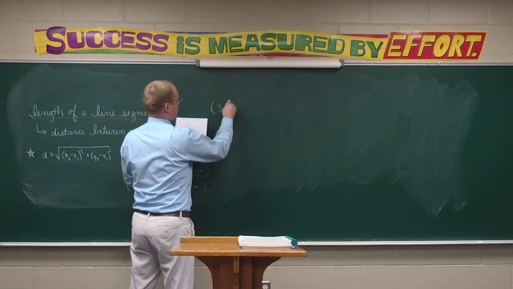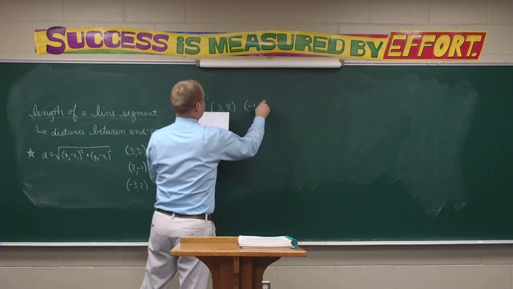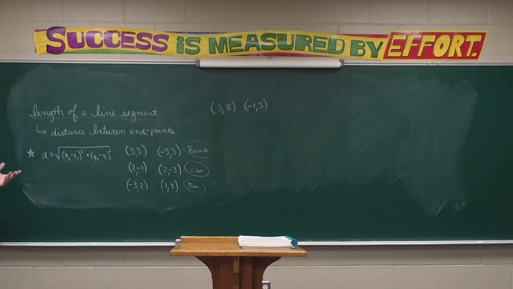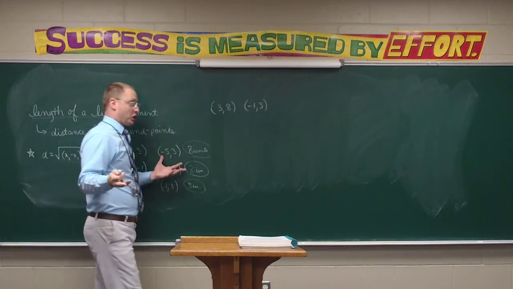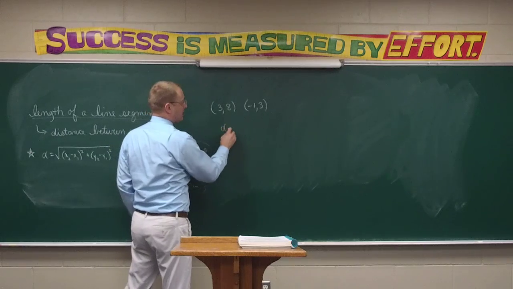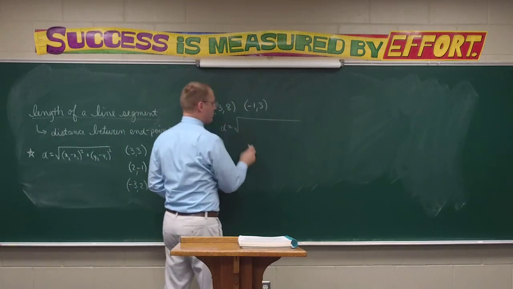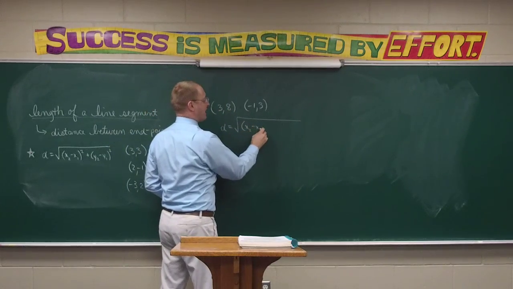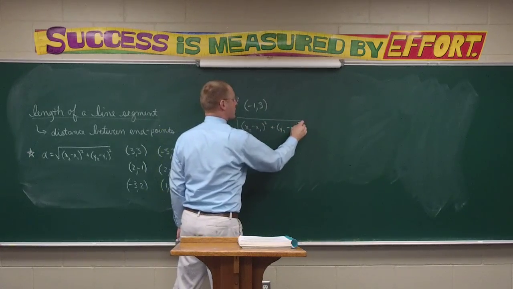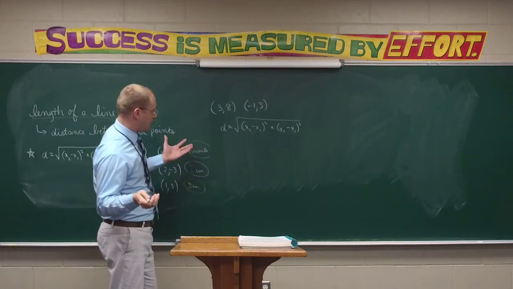Let's suppose we have the point 3, 8, and suppose we have the point negative 1, 3. And I want to find, without graphing it, how far apart are these two points? Well, for starters, let's take the distance formula. Class, say it with me. D equals the square root of x2 minus x1 squared plus y2 minus y1 squared. And we plug in the numbers.